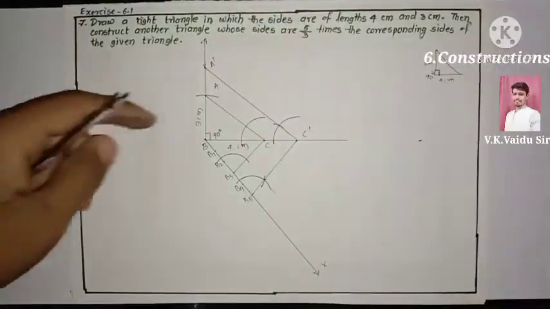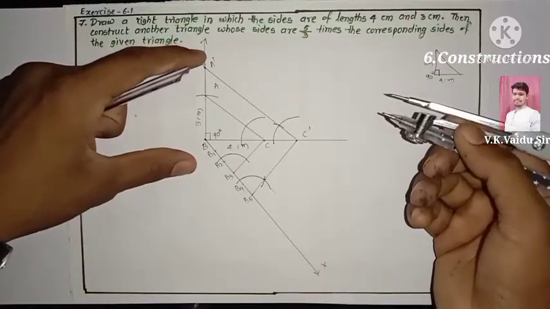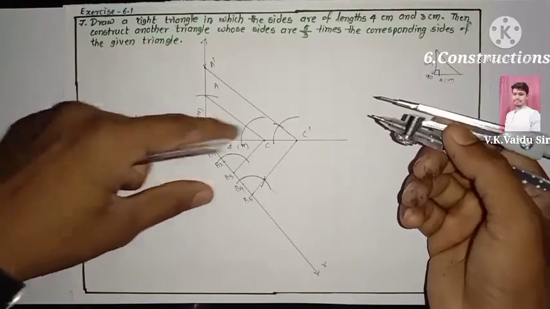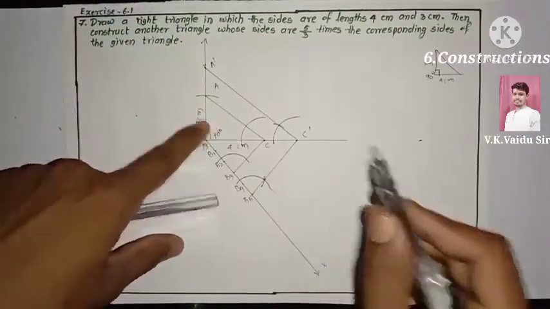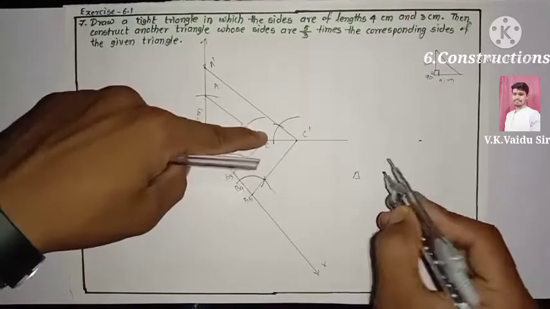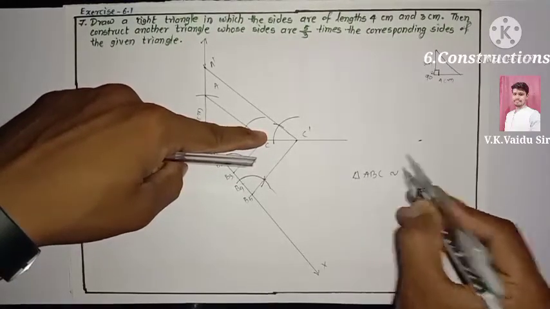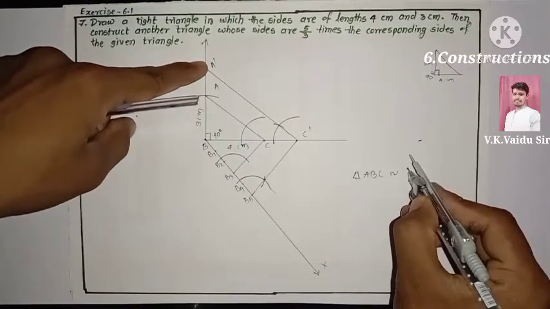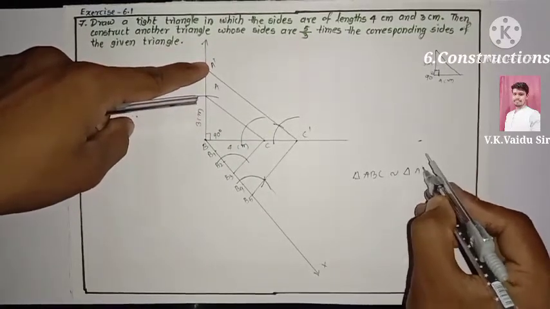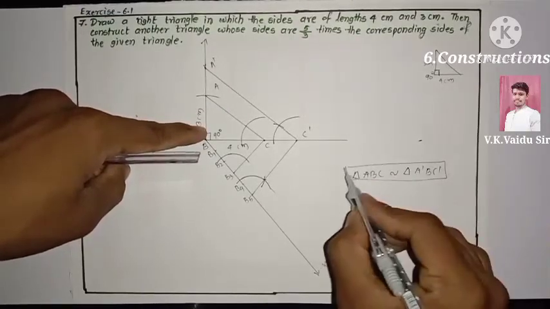See, given the right angle triangle ABC, we constructed another right angle triangle which lies outside, that is A dash B C dash. Whatever construction we did here shows that for the given right angle triangle ABC, a similar triangle is drawn, and triangle A dash B C dash is the required construction.